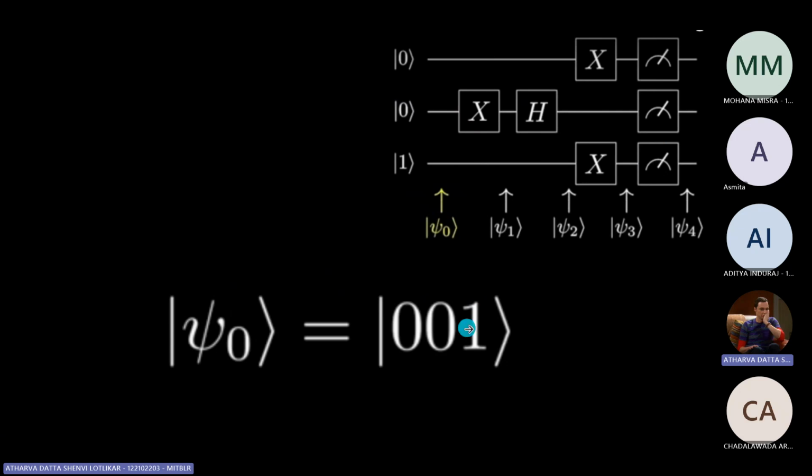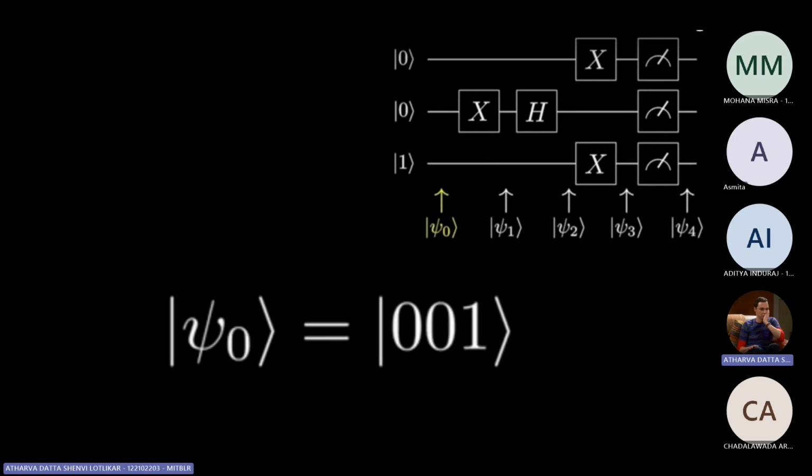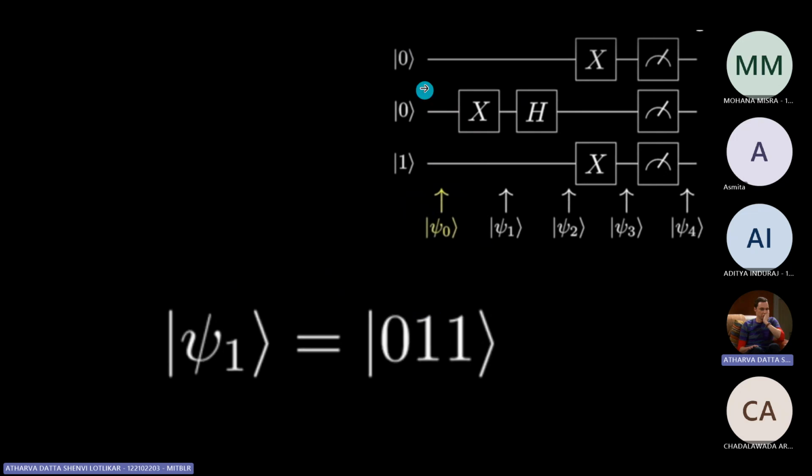So if you have 0, 0, 1, which is shown here, the first thing you do is take 0 here, and you first take this X gate. If you take the X gate, 0 will flip and you get 1 instead. So the middlemost value will change to 1 because it's an X gate.